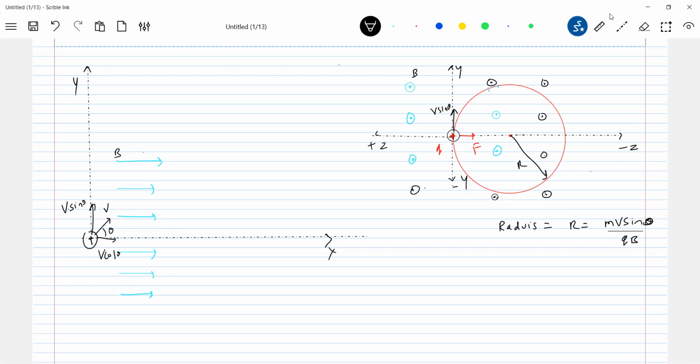About what? Not about the x-axis. You see that there will be one line parallel to the x-axis, and it is about that axis. So what is the axis now? Here the axis will be a straight line parallel to the x-axis. This is what you call the axis of the helix. So actually the path of the particle is going to be like this.